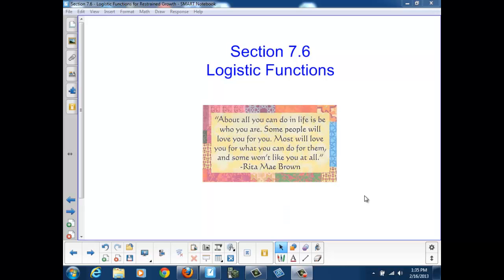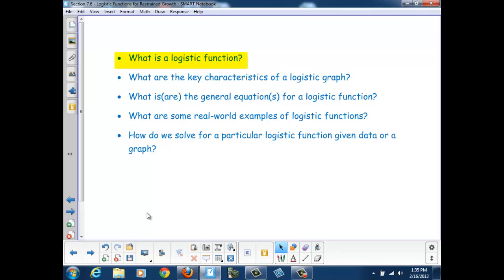Welcome to section 7.6, Logistic Functions. At the end of this video, we should be able to answer these questions. What is a logistic function? What are the key characteristics of a logistic graph?